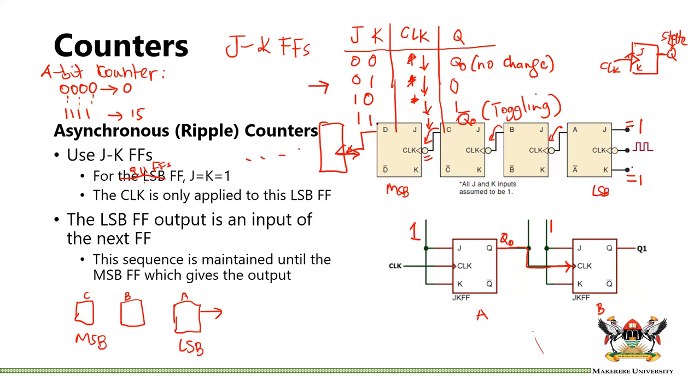If you look at the truth table, we want these flip-flops to toggle. As long as we have J is equal to K is equal to 1, when we get the right clock, we want to have that toggle action. So that if it was a 1, it changes to a 0. If it was a 0, it changes to 1.